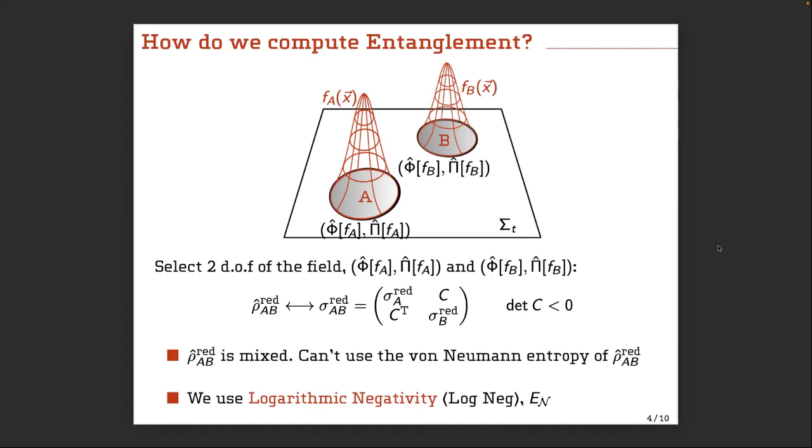One of the catches of all this story, however, is that the reduced state that characterizes this system with a finite number of degrees of freedom is mixed, which in particular means that we cannot really use the von Neumann entropy of the reduced state of subsystem A and subsystem B to characterize the entanglement between these subsystems A and B. So, not such a big deal in this case, because we have other entanglement measures that we can use. And in particular, I'm going to use logarithmic negativity that has also been introduced very nicely in previous talks.